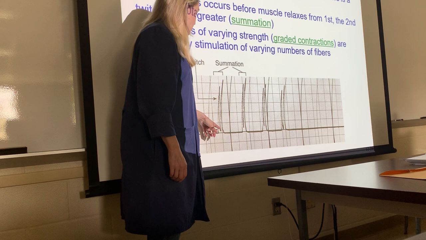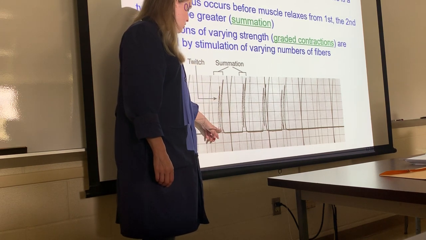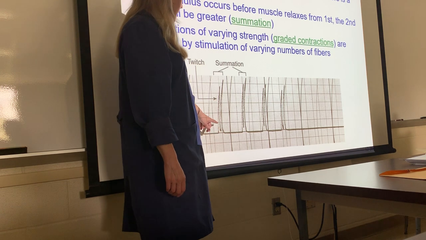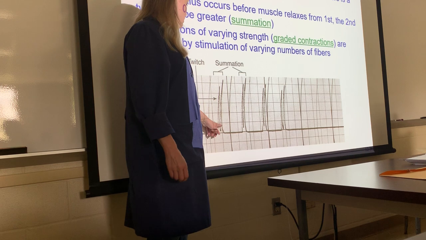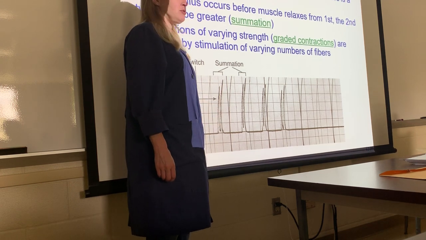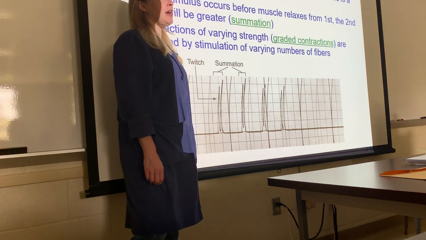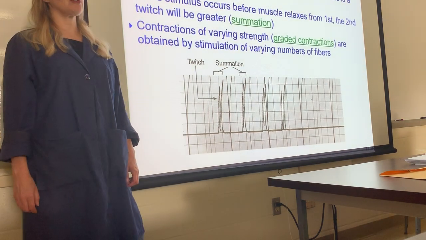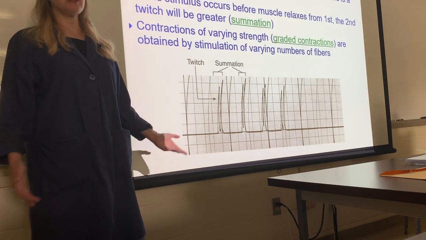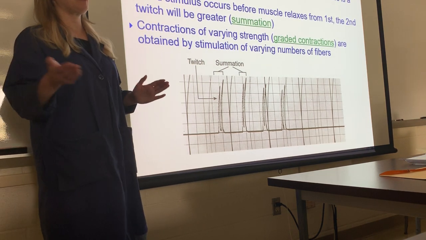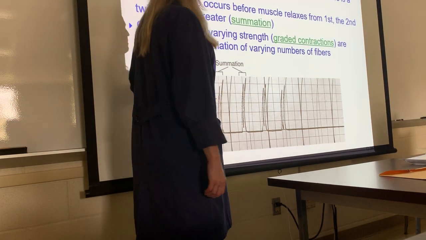What happens here, we see we have one twitch, and then the next twitch occurs right before the first twitch has stopped. So the second twitch has a greater amplitude. Why is this? It's because there's not enough time for calcium to come back into the sarcoplasmic reticulum. So it basically accumulates. And because it accumulates, you can generate more power on the second twitch. So that's the idea of summation.